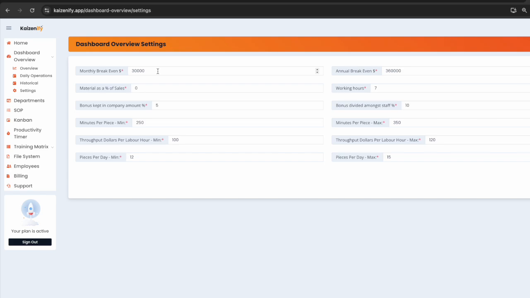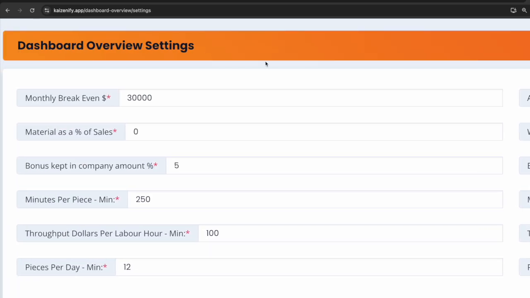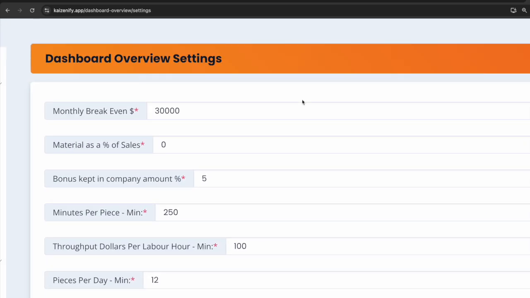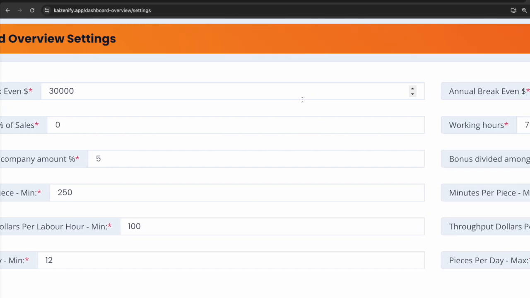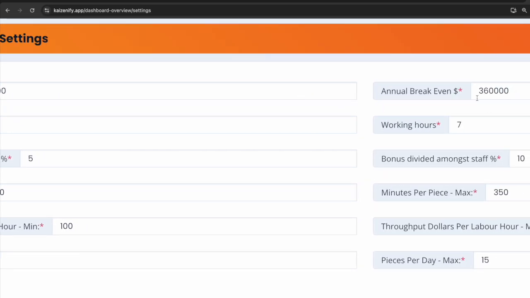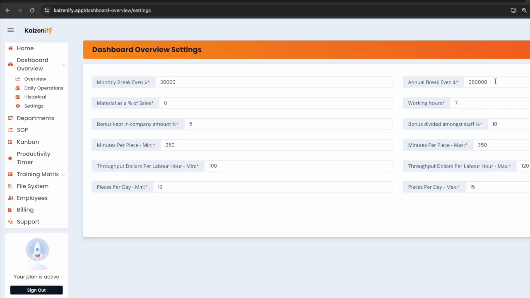Now we need our break-even number. This break-even number that we're putting in here is per month, as you can see. Now this break-even number is everything it costs you to keep the lights on, including the labor. This is in your hidden factory and your factory. We want to make sure we capture all of our overhead and labor in here. And then we automatically fill out your annual break-even. We just multiply this number by 12.